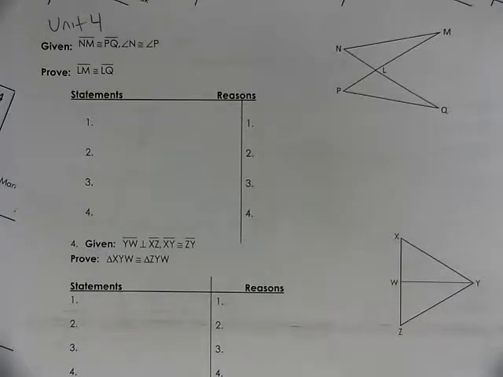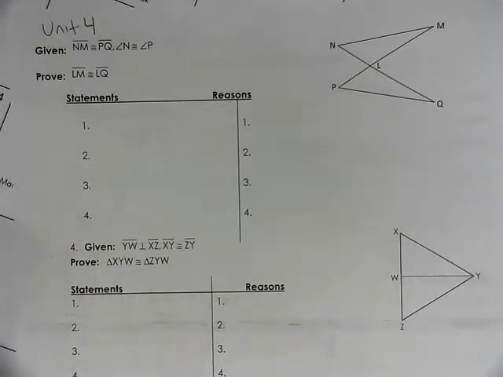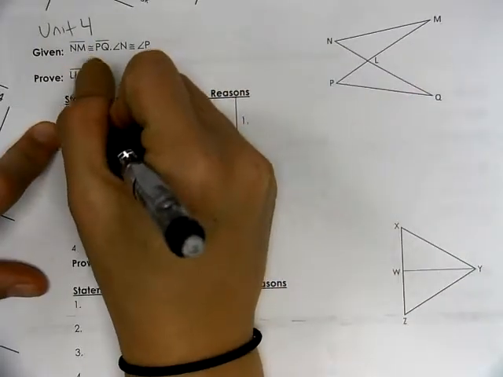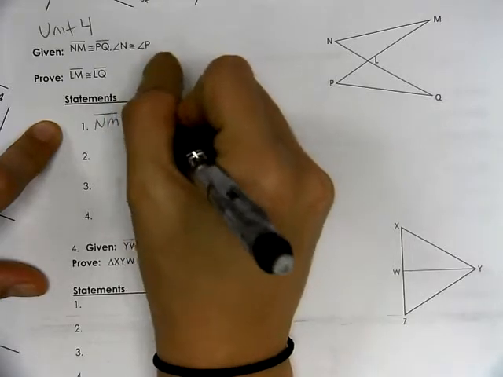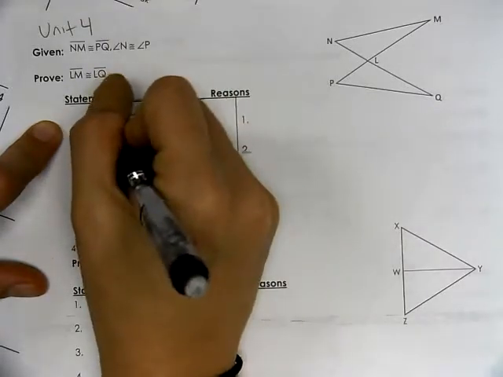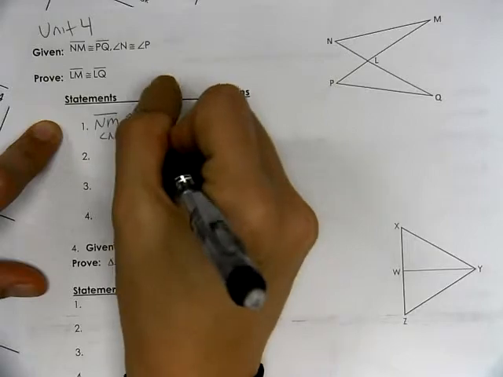Which one do you want? Which one looks the hardest? Well, let's start with this first one. 4. They're all hard, right? Okay, let's start with this one. We can do all 3. NM congruent to PQ, and angle N congruent to angle P.